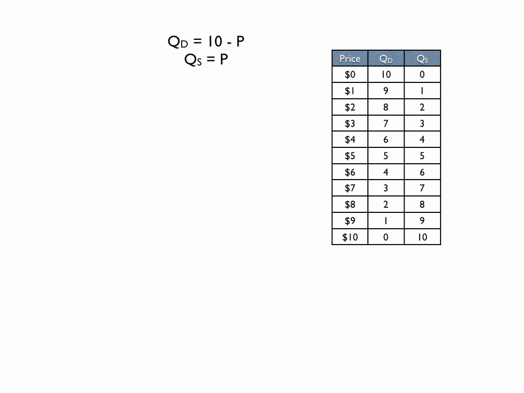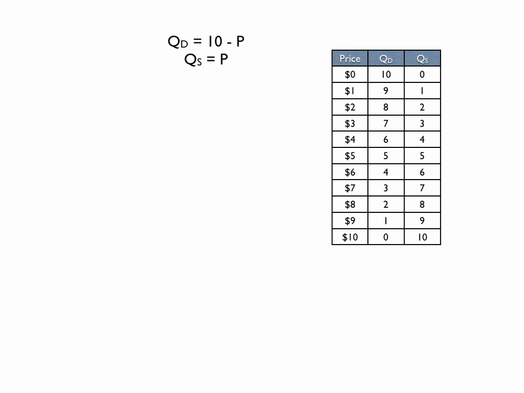So for example, at a price of 0, quantity demanded will be 10, quantity supplied will be 0. At a price of 6, quantity demanded will be 4, quantity supplied will be 6. At a price of 9, quantity demanded will be 1, quantity supplied will be 9. At a price of 10, quantity demanded will be 0, quantity supplied will be 10.